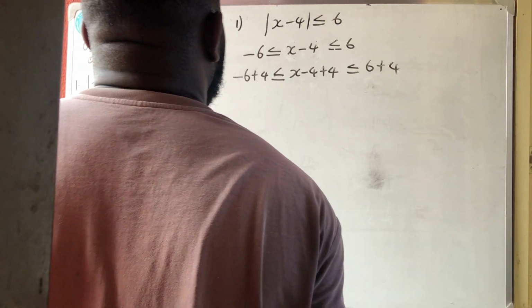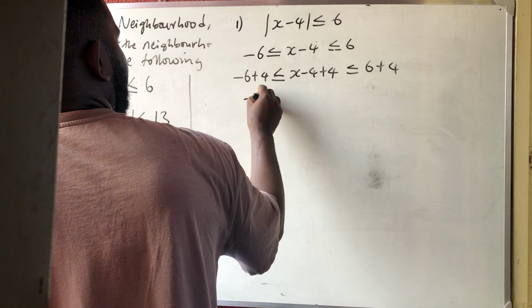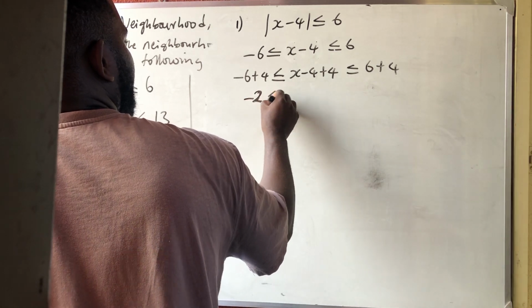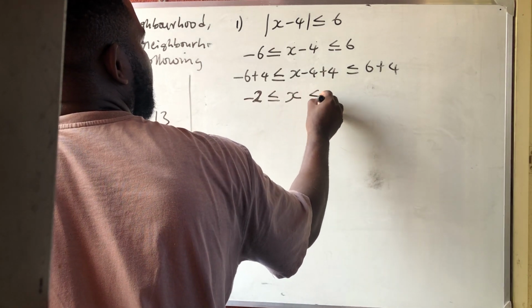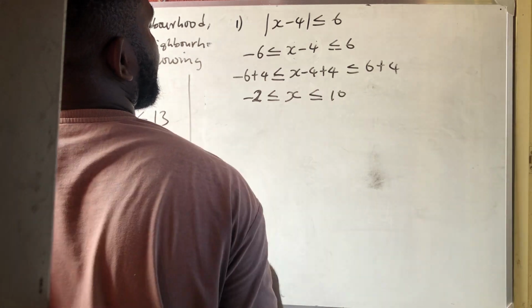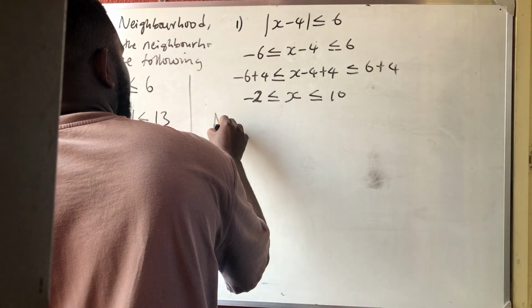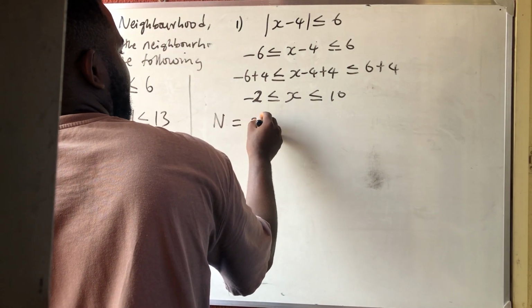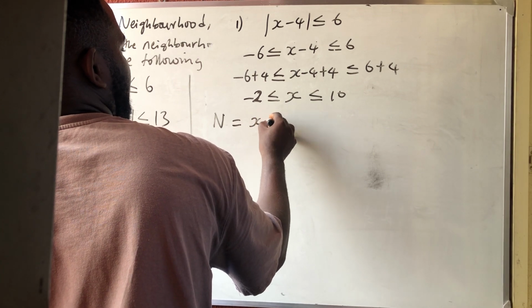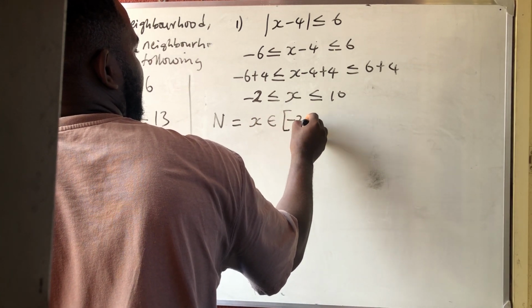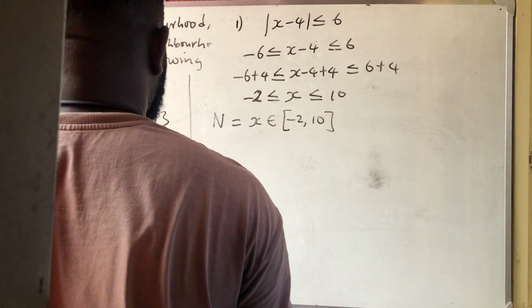So what are you having here? This and this will give you -2 is less than or equal to x standing alone, which is less than or equal to 10. So what are you having that the neighborhood is? The neighborhood is equal to that x is an element of the closed interval of -2 and 10. So that is the neighborhood.